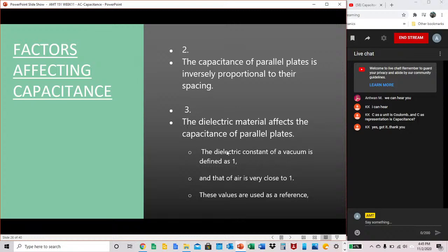This would come into play when you are trying to factor capacitance equations. And then very similar, a dielectric of air is going to have a value very close to 1. So these numbers are just used as references. If you are confused by the dielectric and these values, make sure you're reading the textbook, because it does talk about this with a little more clarity.